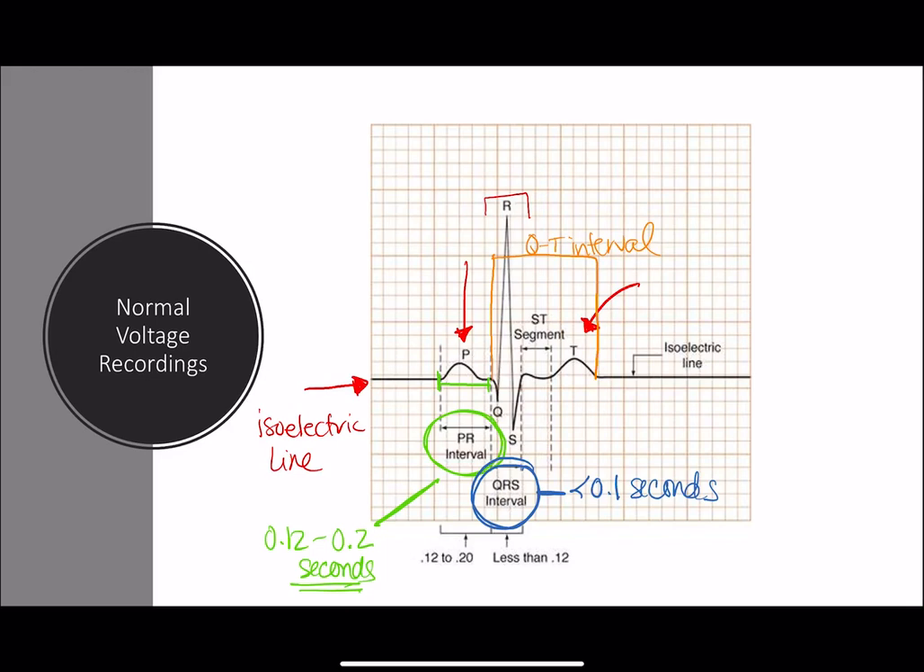The last segment to look at is the ST segment, from the S to the beginning of the T. The ST segment is that plateau phase of the repolarization of the ventricle. Your ST segment should be flat or level with the isoelectric line. If the ST segment is either depressed or elevated, that's an abnormal finding.